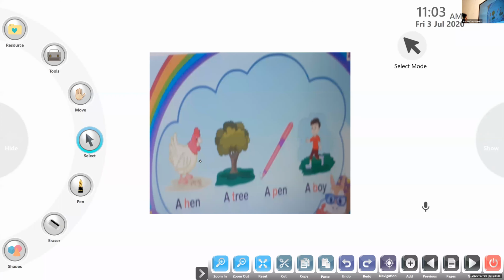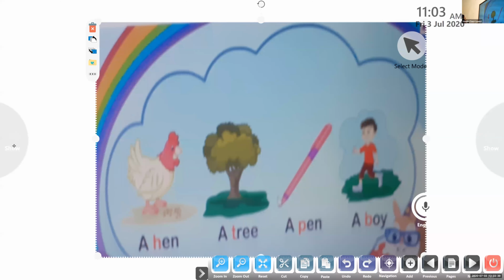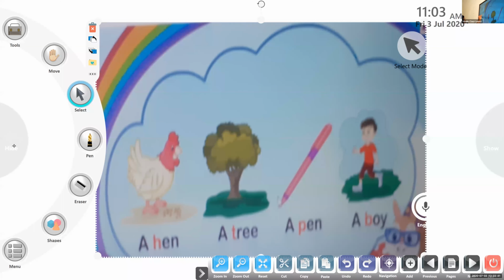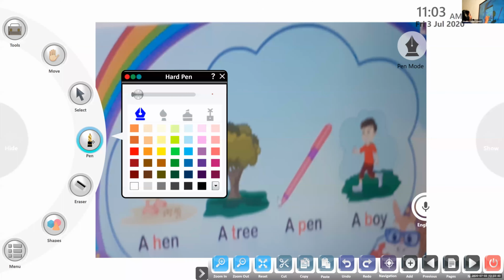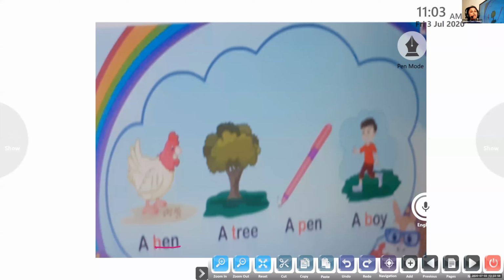All of you look at the slide. Look at the board very clearly. Now here are a few words for you which begin with a consonant. We know that there are 21 consonants, and here are a few examples for you. The word hen begins with a consonant H. So we use article A before the word.